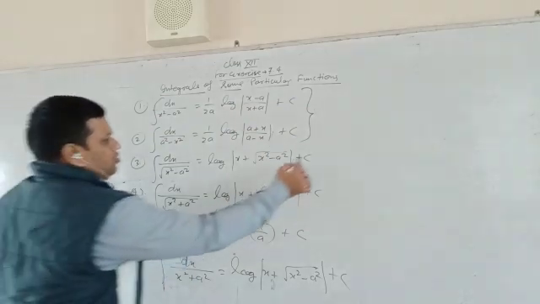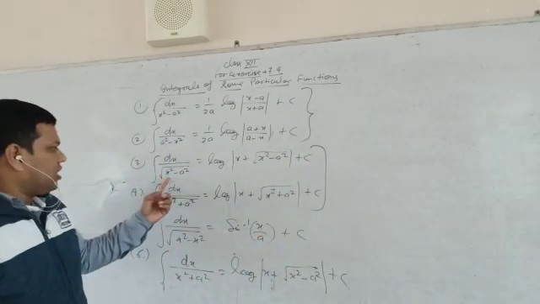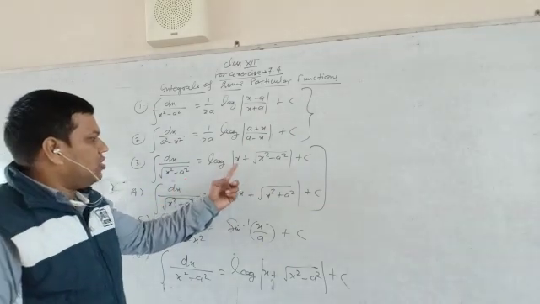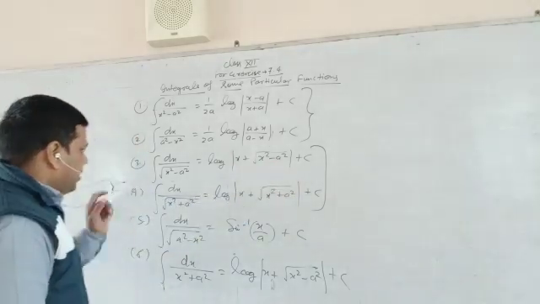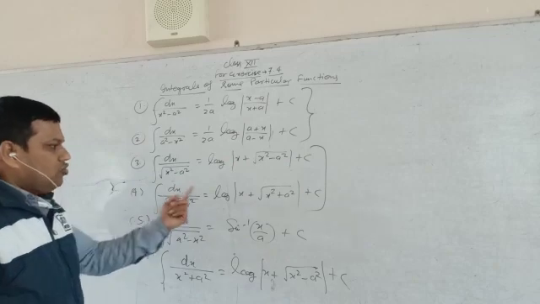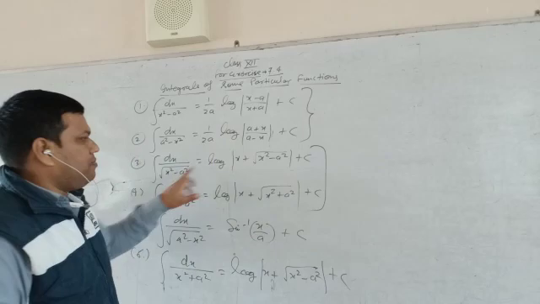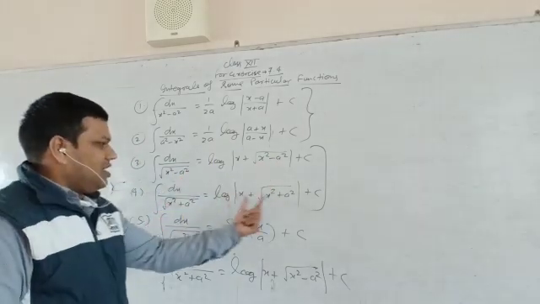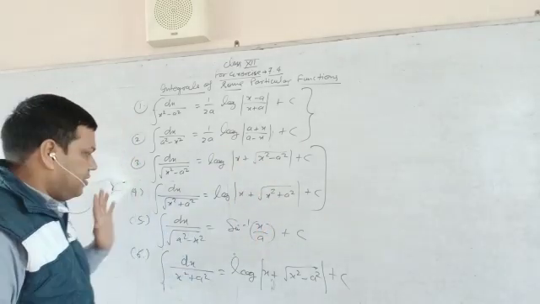Again, I have written a group like that. I have written dx upon root x square minus a square, so it will be log modulus x plus root x square minus a square plus c. Again, the same thing, but here there is a plus sign, so it will be log x plus root x square plus a square. If there is a minus, there is a minus; if there is a plus, then in the answer there will be a plus. So that is the basic difference.